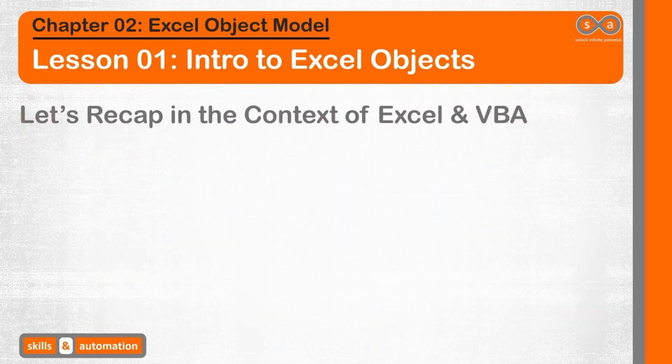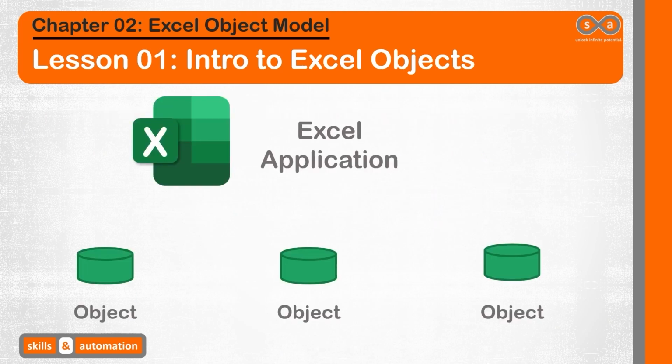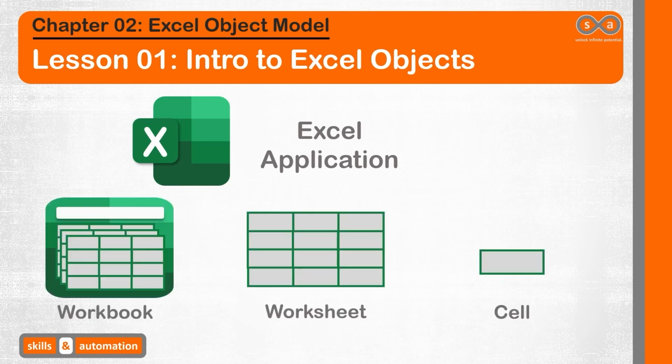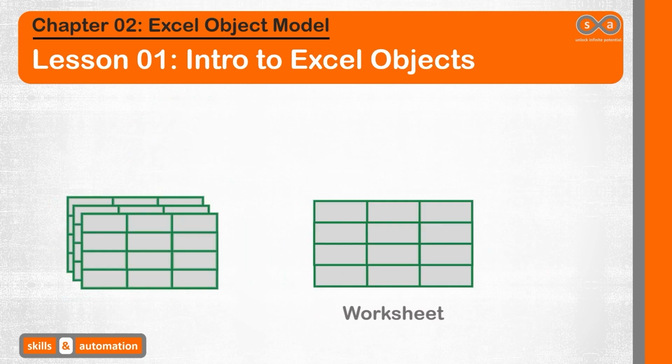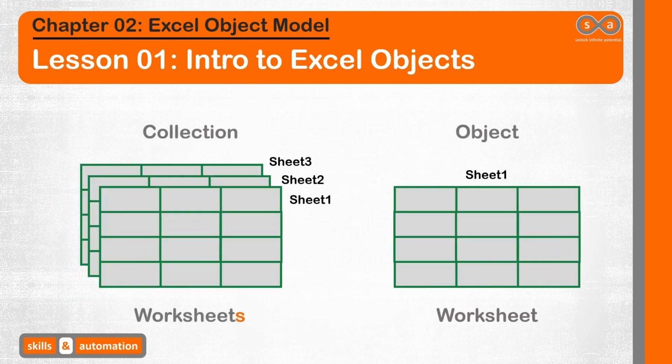Now, let's go through each concept once again, but this time in the context of Excel and VBA. An Excel application is made up of several individual elements known as objects. Common objects are workbook, worksheet, and range, where range can represent a single cell or a group of cells. Individual objects can be grouped together into a collection object. For example, an Excel workbook may have multiple worksheets, which are each a worksheet object. And these worksheet objects are made available to us from within the worksheets collection object.